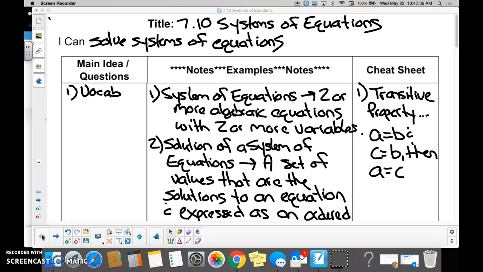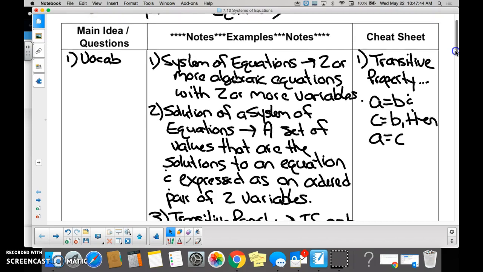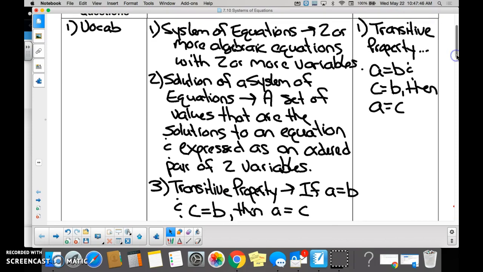7.10 systems of equations. I can solve systems of equations. Excellent. Can we solve systems of equations? Yes. It's going to take some work and some practice, but I think we're there. All right, so a system of equations is 2 or more algebraic equations with 2 or more variables that are unknown. So like x and y is what we're going to probably stick with most of the time.